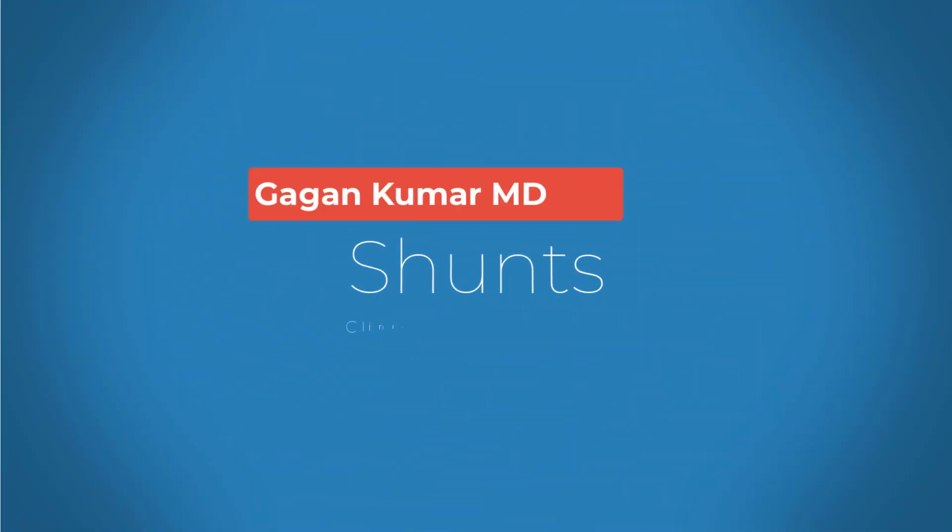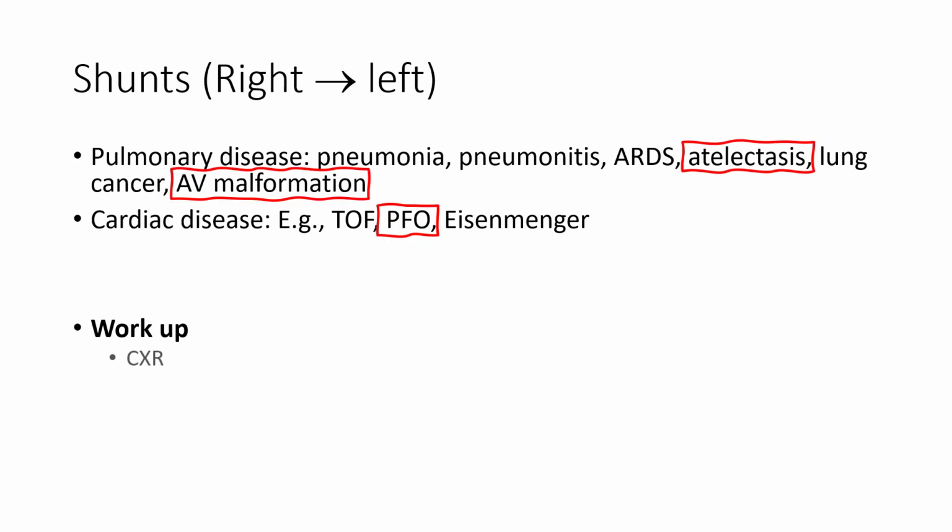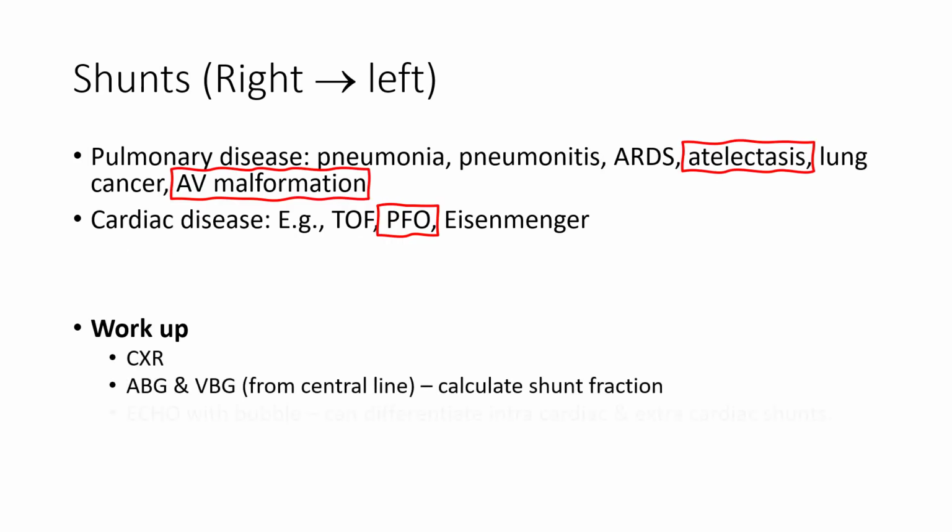Hello everyone. Today we'll be talking about clinical management of the shunts. In the previous lecture, we learned what a shunt is and how to calculate shunt fraction using arterial blood gas and mixed venous blood gas. We also discussed other ways to calculate the shunt fraction, and we discussed why shunts don't respond to oxygen. So what are the causes of shunt?